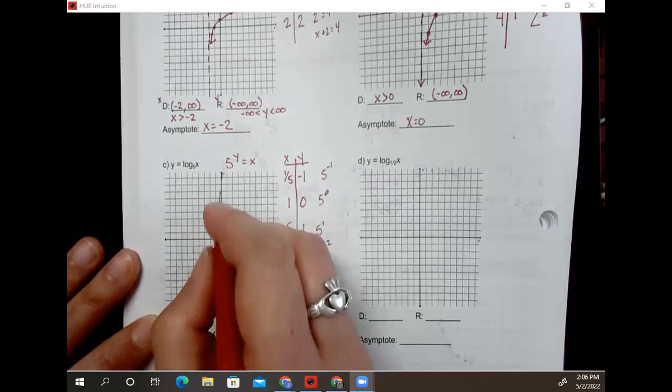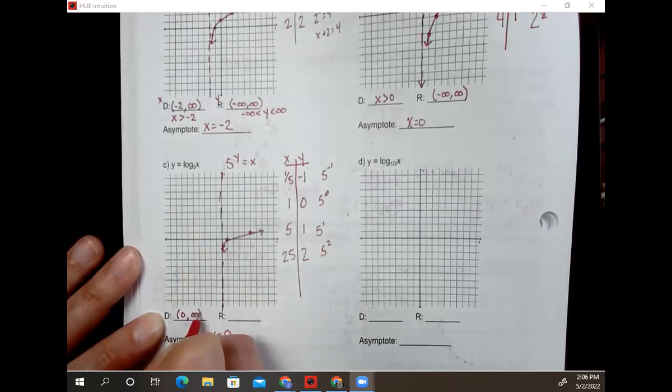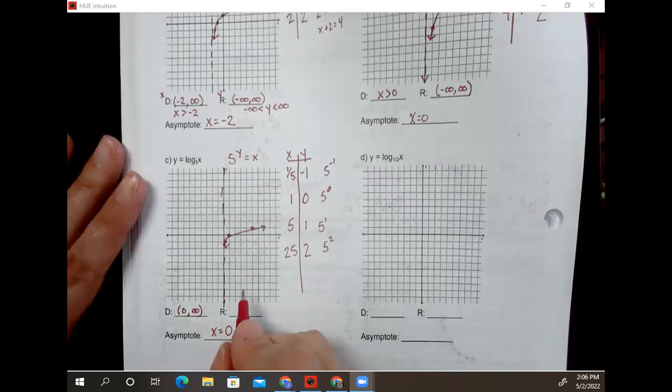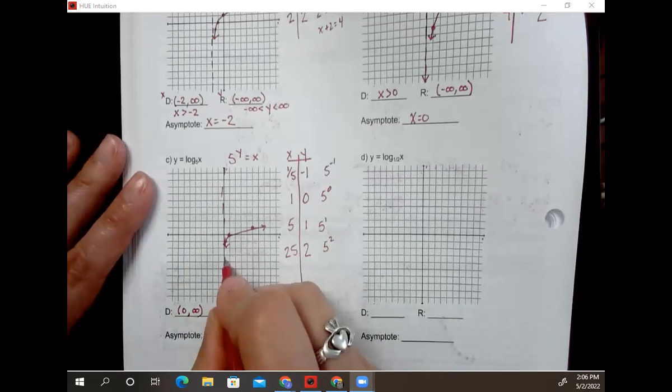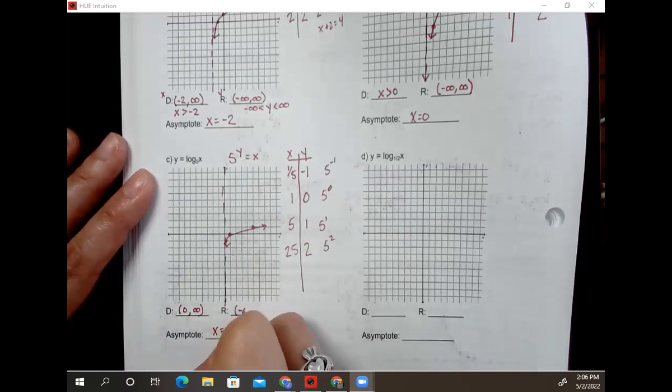My domain, again, limited by my asymptote. So this would be from 0 to infinity. I'm using a parenthesis here because I cannot actually have 0 as an x value due to my asymptote. My range, though, is not limited. We're going to go down forever. We're going to very slowly creep up forever. So this would be from negative infinity to positive infinity.